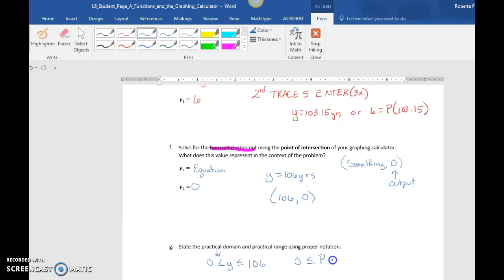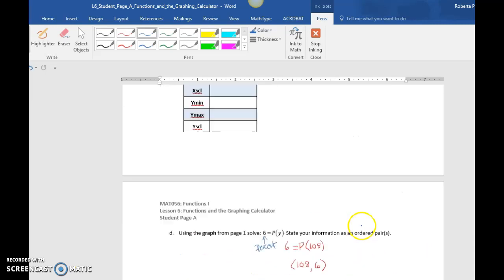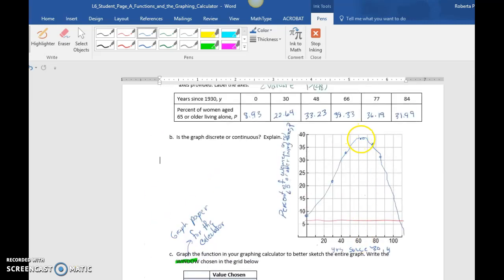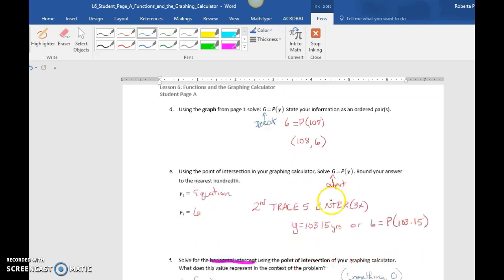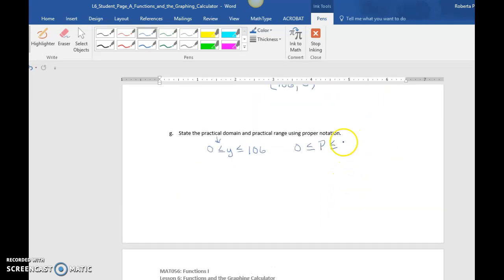P is greater than or equal to 0 and less than or equal to, and then if we look back up to our graph, it looks like the highest point is probably about 38.33. It might go a little bit higher than that. We're just going to use 38.33 as a point of reference.